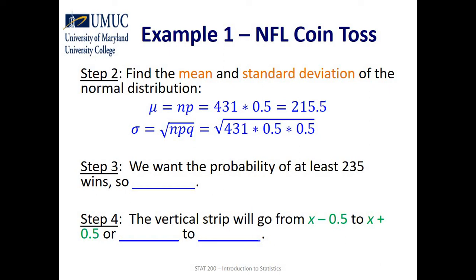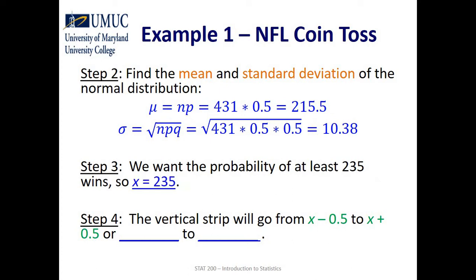Alright, so we want to find the probability of at least 235 wins. Oh, sorry. So what does that mean? Our x is going to be 235. We're going to do a vertical strip on the left and the right. So we take 235 minus 0.5 for the left, and 235 plus 0.5 for the right. So we get 234.5 for the value on the left, and 235.5 for the value on the right.